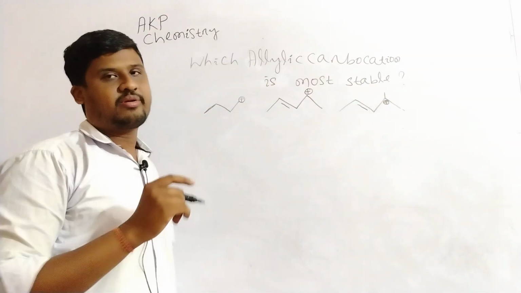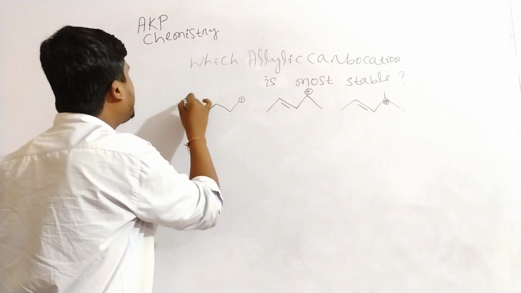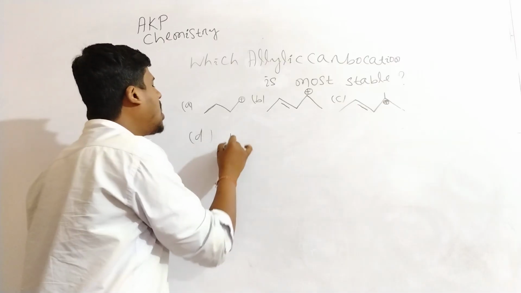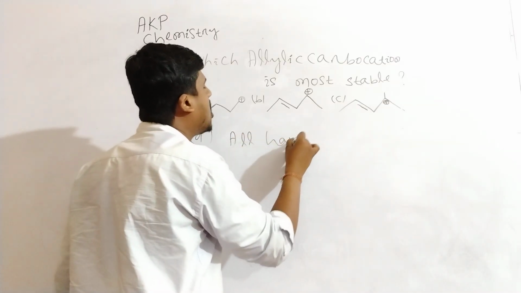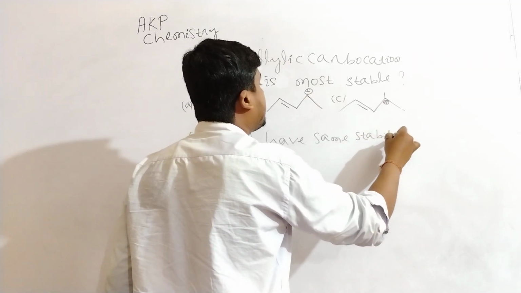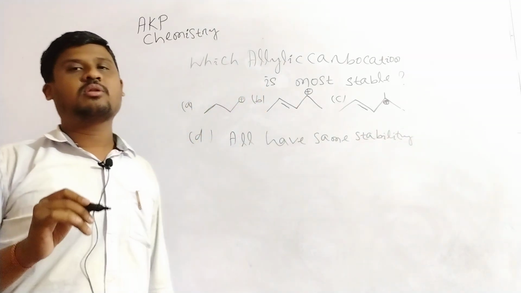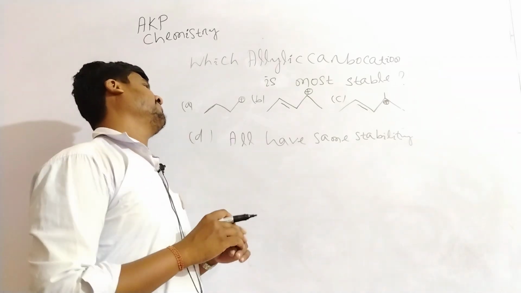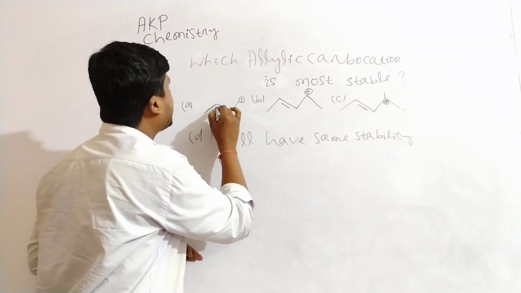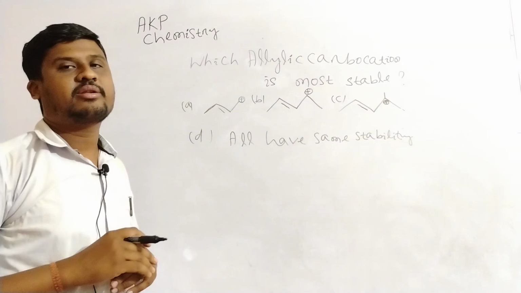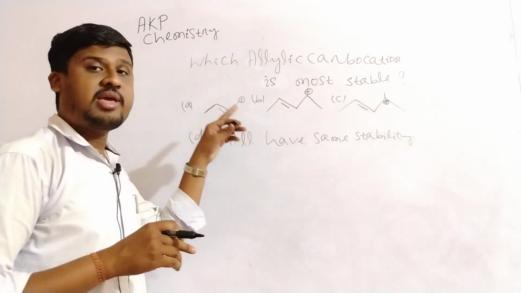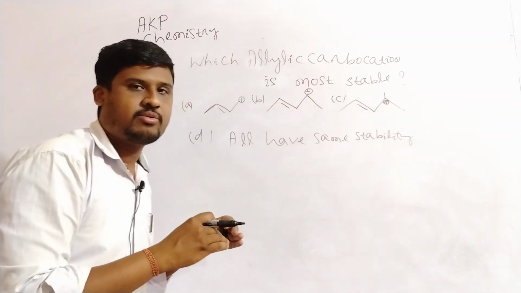All are allylic carbocations. This is option A, option B, option C, and D. All have the same stability? This question is very valuable for your entrance exam. So all are allylic carbocations. Which one is more stable?